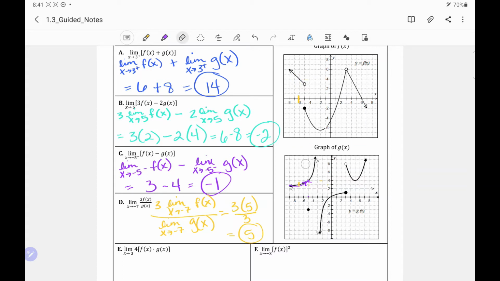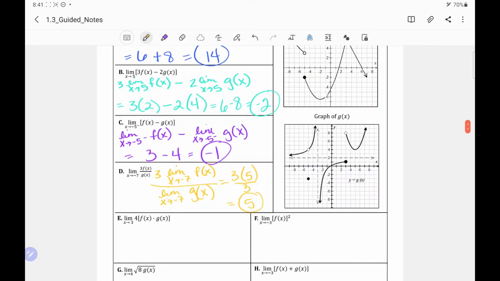Okay, erasing my marks. Looking down at the next one, number 4, I'm going to first write it out and then we can go back to the graph. So looking at number 4, I've got the limit as x goes to 3 of 4 times the product of f of x times g of x. So that means I'm actually bringing the 4 out front. And I've got 4 times the limit as x goes to 3 of f of x times the limit as x goes to 3 of g of x. So I'm going to find both of those, take the product, and then multiply by 4, right? Because we moved the coefficient out front.